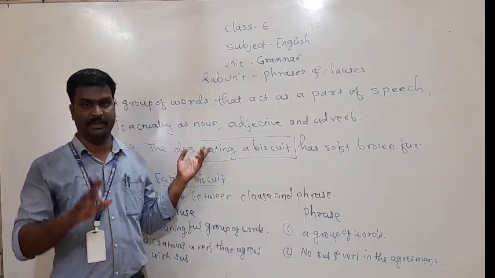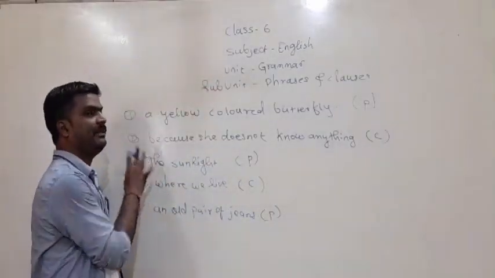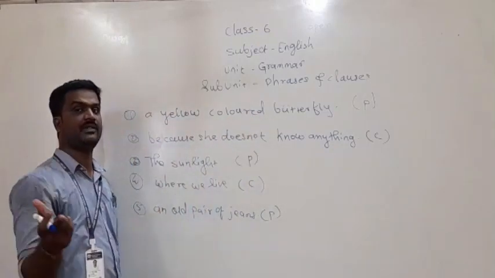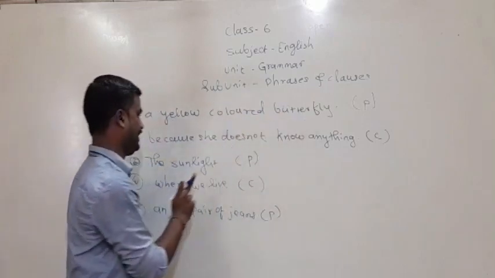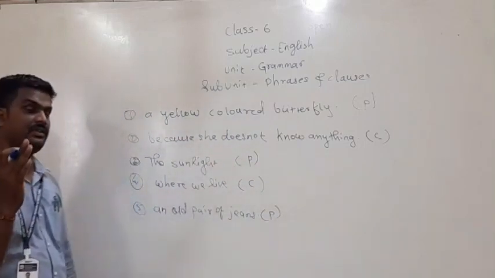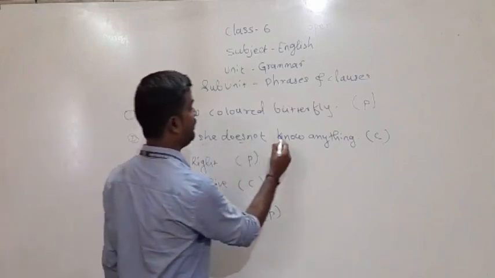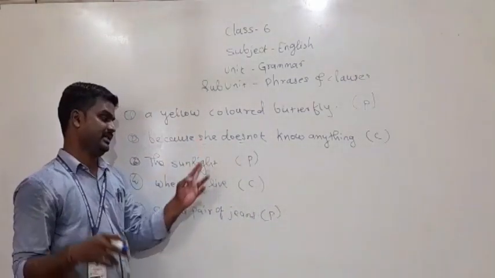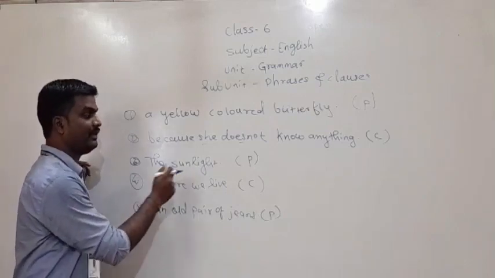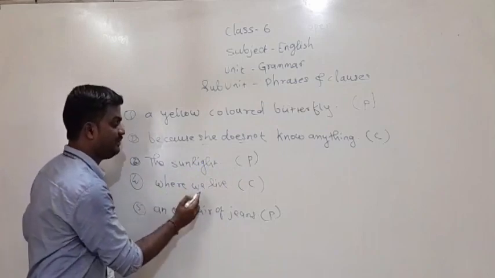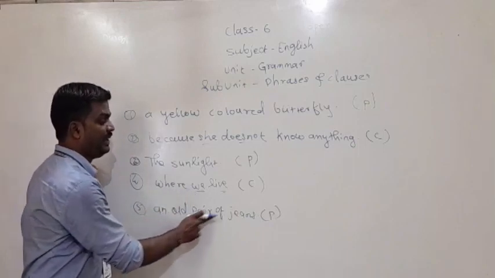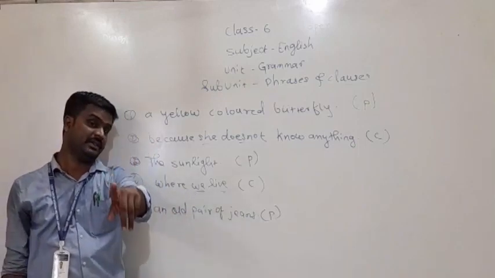So friends, I hope that you understood this difference. Now I am giving you some examples. Here I have given some examples for your better understanding. A yellow color butterfly. Is this a phrase or clause? It is a phrase. Actually, it's right. She doesn't know anything. Phrase or clause? It is a clause, because we are getting subject verb structure here. The sunlight, phrase or clause? It is a phrase. Where we live, this is a subject verb structure, and that's why it is a clause. And old pairs of jeans, it is a phrase here.